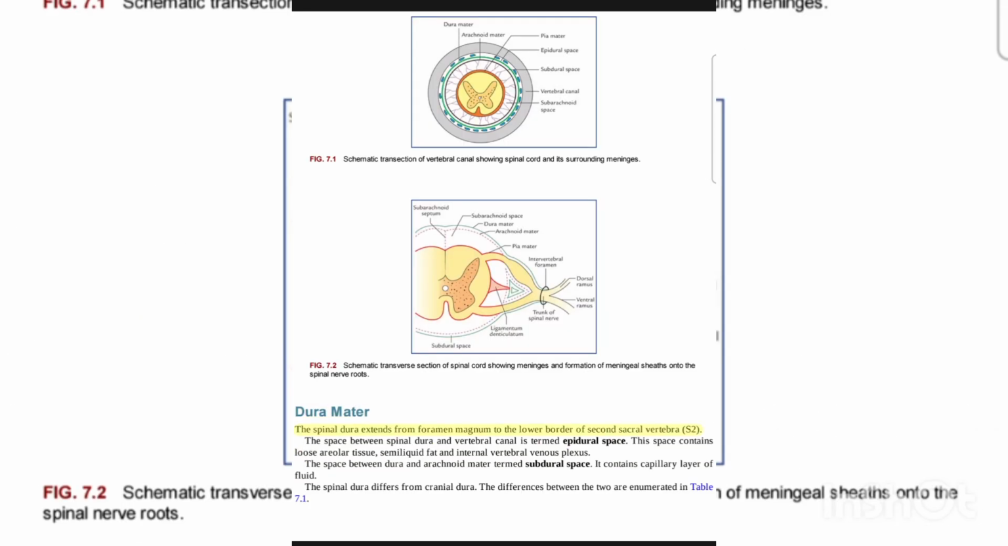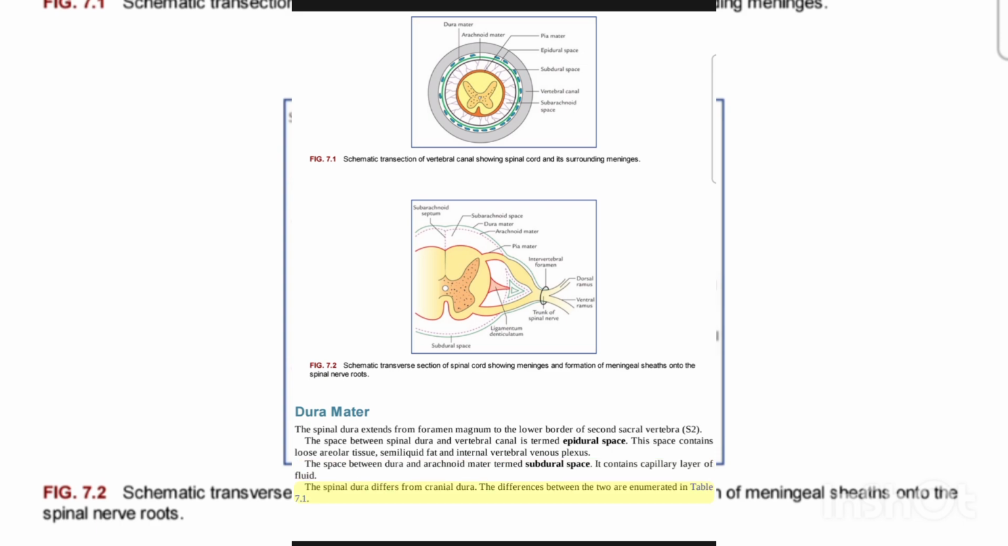Dura mater. The spinal dura extends from foramen magnum to the lower border of second sacral vertebra, S2. The space between spinal dura and vertebral canal is termed epidural space. This space contains loose areolar tissue, semiliquid fat and internal vertebral venous plexus. The space between dura and arachnoid mater is termed subdural space. It contains capillary layer of fluid.